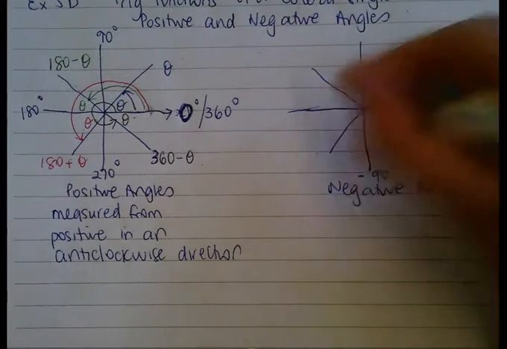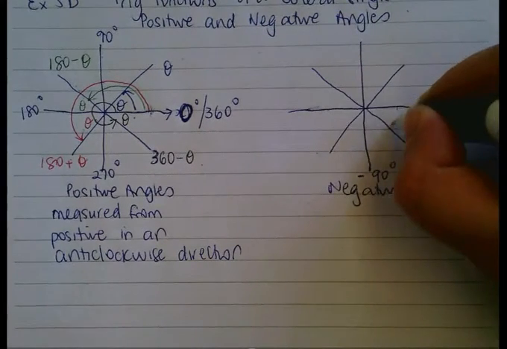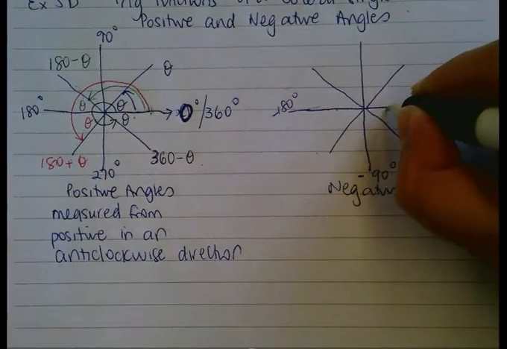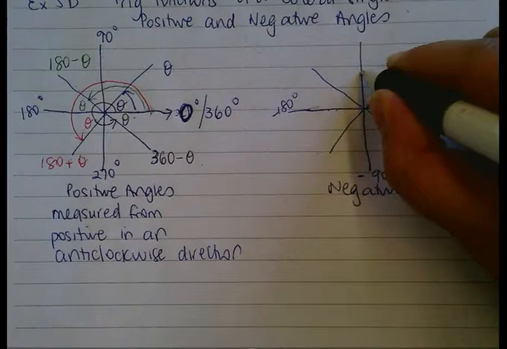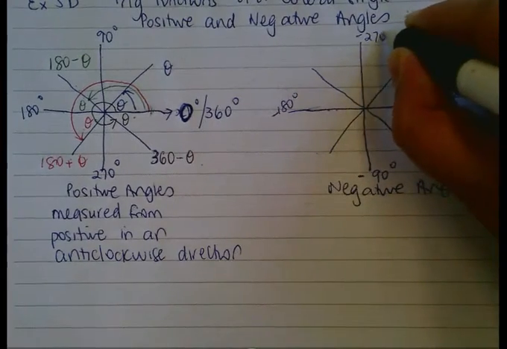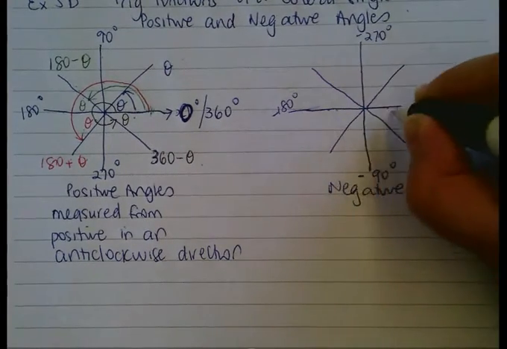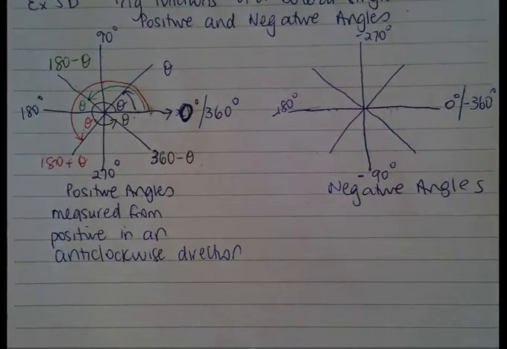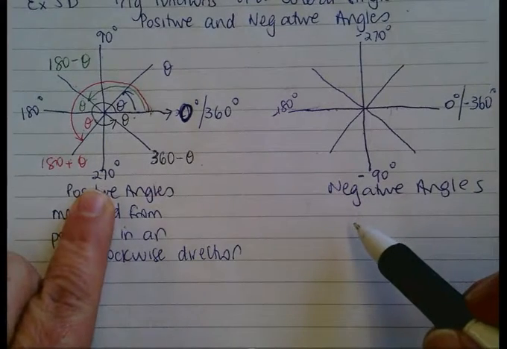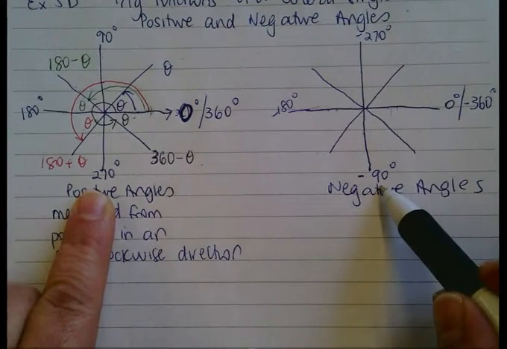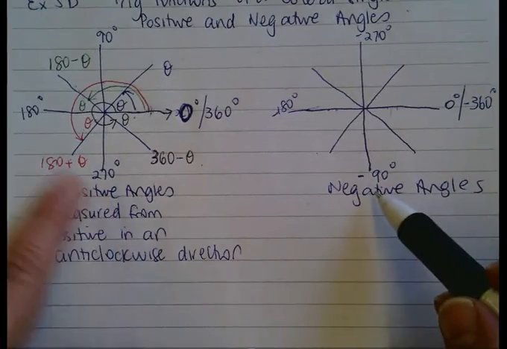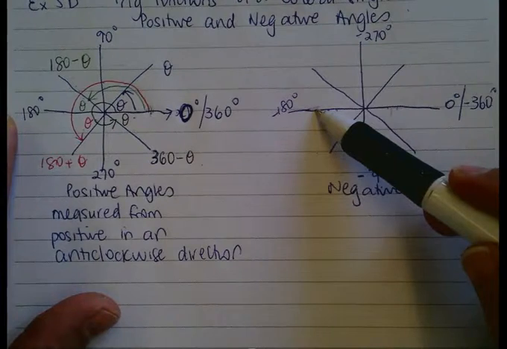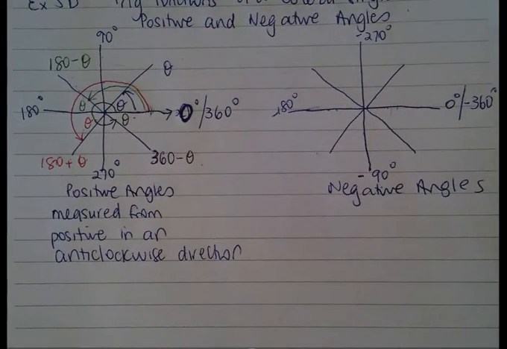What's this one? 0, negative 90, negative 180, negative 270, and negative 360. So that's doing a full revolution in the negative direction. So 270 in the positive angles is the same as negative 90 as a negative angle. 180 this way or 180 that way, 180 and negative 180 are the same position.